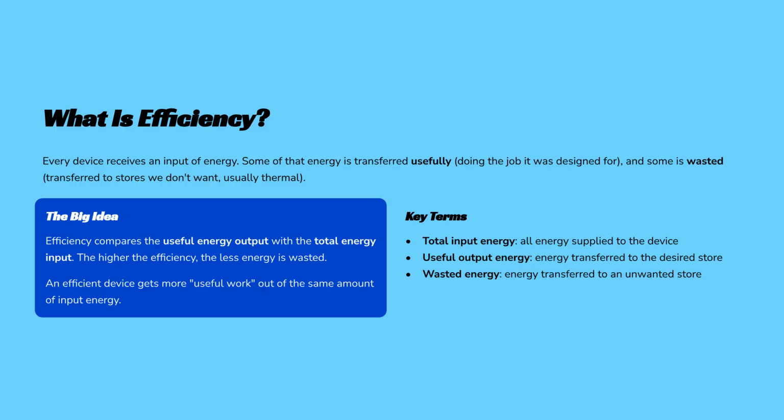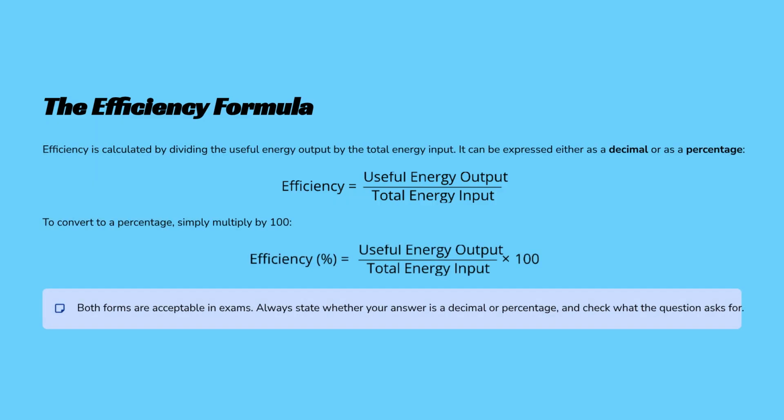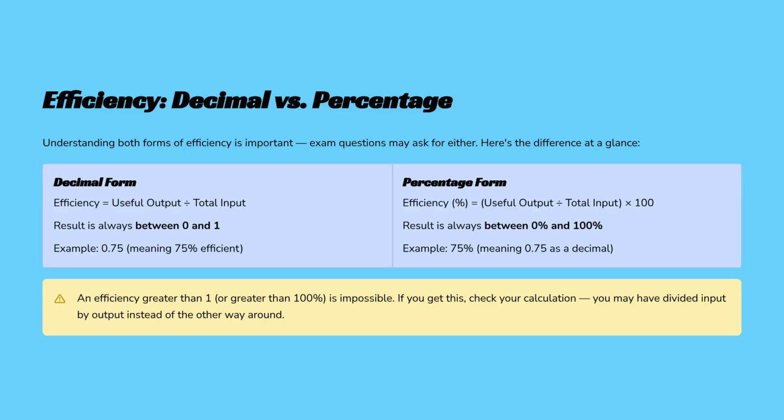Efficiency is the comparison of useful energy output to total energy input. An efficient device minimizes waste, which is usually transferred to unwanted thermal stores. Let's look at the efficiency formula. Efficiency is found by dividing useful energy output by total energy input. You can present this as a decimal or a percentage by multiplying by 100. Understanding whether to provide your answer as a decimal or percentage is vital. Remember, efficiency can never exceed 1 or 100%, so if you get a result higher than that, check your work.